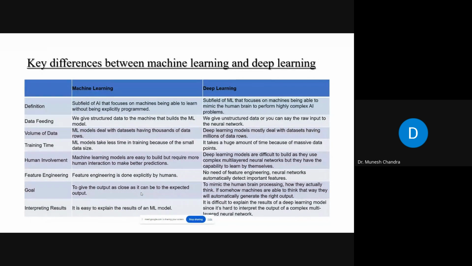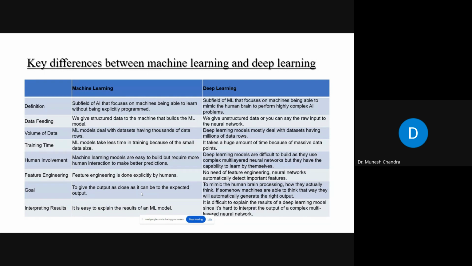Whenever we are talking about the goal, the goal of machine learning is to give an output as close as possible to the expected output, because we know the input and output. But in the case of deep learning, we have to continuously refine the output so that we can get the best possible output.